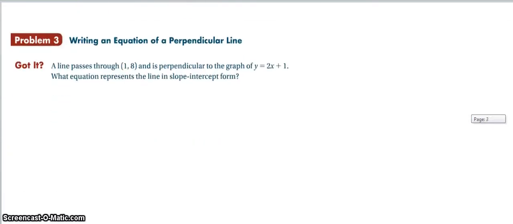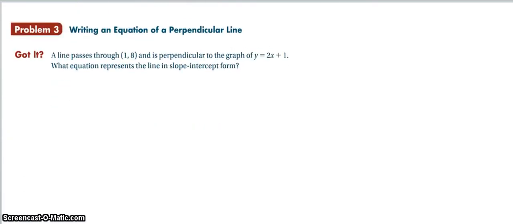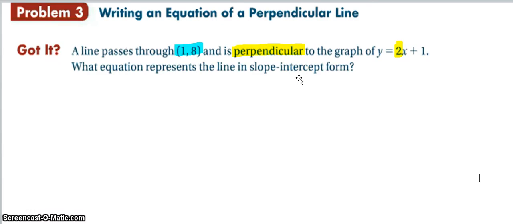So go ahead and think about this situation. We have a line that's going to pass through the point (1, 8) and is going to be perpendicular to that line. So go ahead and try that on your own. You know what the slope should be since it's perpendicular, and then you want the new line to go through this point of (1, 8). If you haven't paused and tried it, do it now.